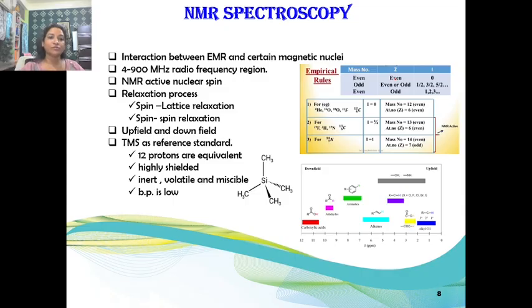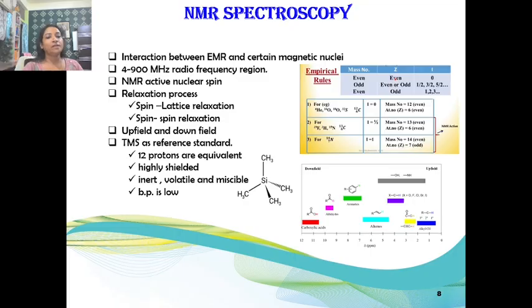Now NMR spectroscopy is mainly the interaction between electromagnetic radiation and the nucleus. All nuclei are not eligible to run NMR spectroscopy. There are some rules for which nuclei are eligible for studying NMR spectroscopy. Generally 4 to 900 megahertz radio frequency is used in the NMR spectroscopic method. There are two relaxation processes: one is the spin-lattice relaxation process and another is the spin-spin relaxation process.